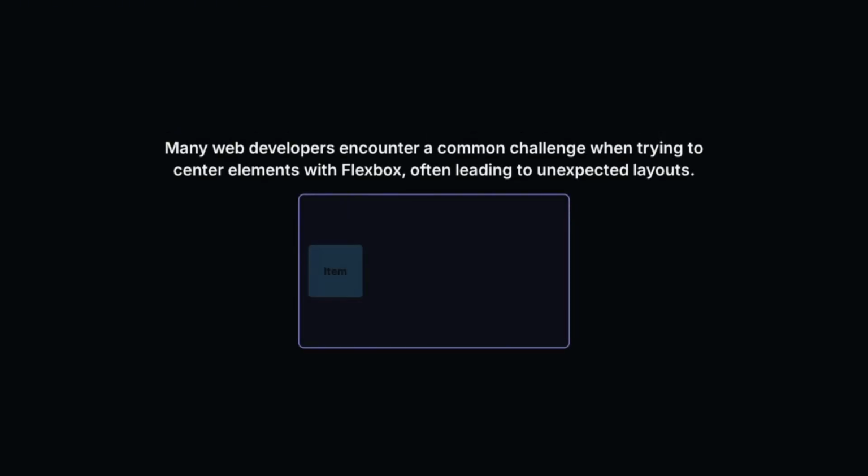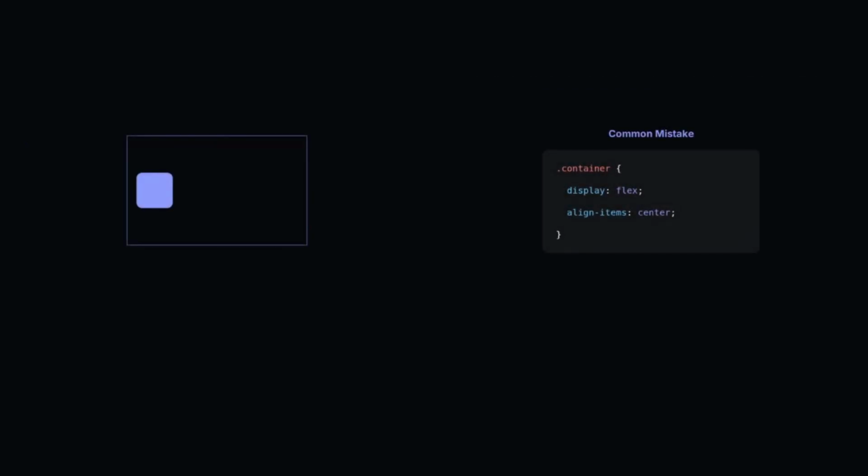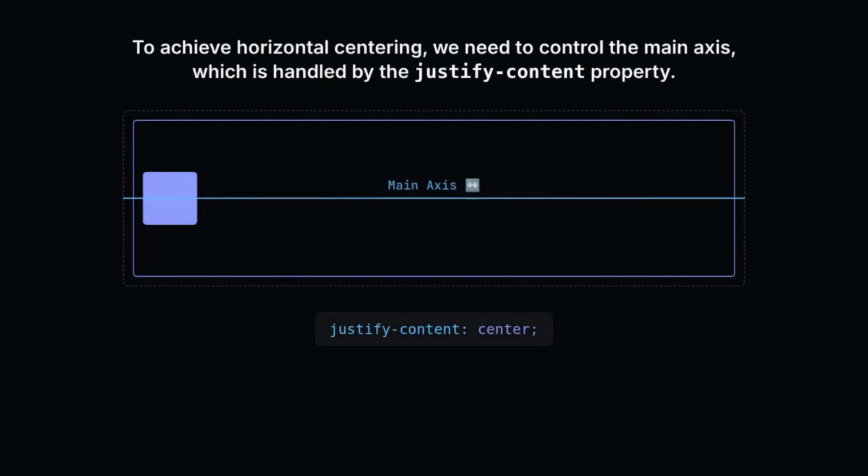Many web developers encounter a common challenge when trying to center elements with Flexbox, often leading to unexpected layouts. This often happens when align-items: center is used alone, mistakenly assumed to center content on both axes. However, align-items specifically controls alignment along the cross-axis, which is vertical in a default row direction. Flex container to achieve horizontal centering.